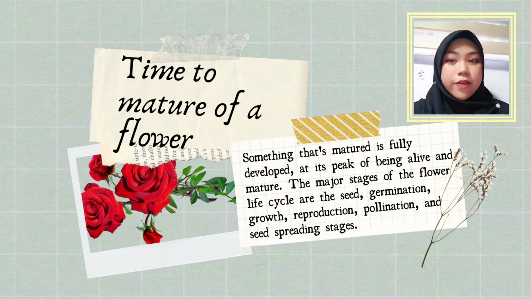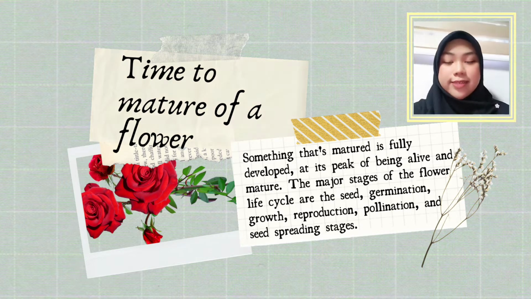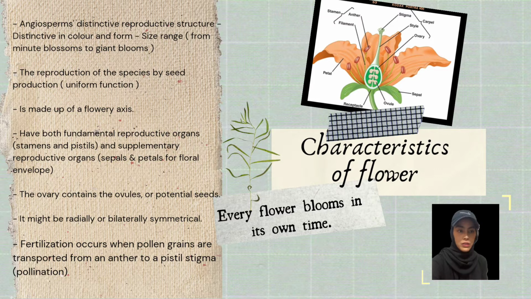The major stages of the flower life cycle are the seed, germination, growth, reproduction, pollination, and seed spreading stages. They have several characteristics of flowers, like being distinctive in color and form, the reproduction of the species by seed production, and the flower is made up of a flowering axis. Plus, they have both fundamental reproductive organs and supplementary reproductive organs.